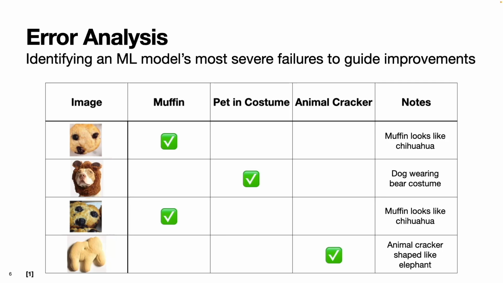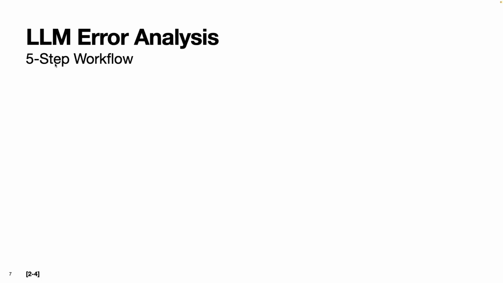However, when it comes to large language models, this process isn't so straightforward. That's because with LLMs, we're typically not trying to do a classification task where there's a clear right or wrong answer, but rather we're getting these models to do open-ended things where there are multiple levels of correctness and wrongness. So to cope with this, we need to refine this error analysis process specifically for large language models. One way we can do this is through the following 5-step workflow.